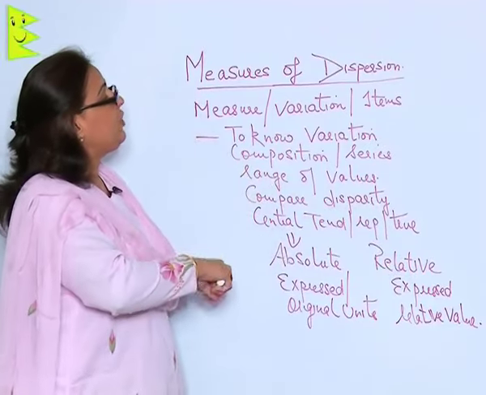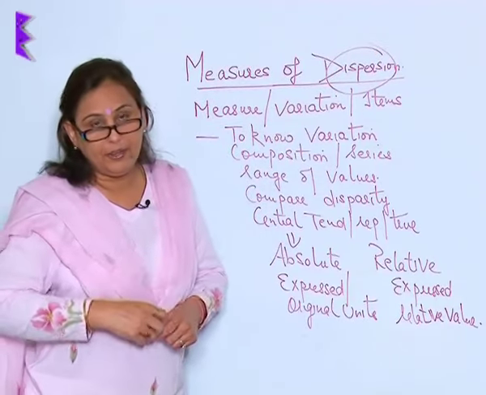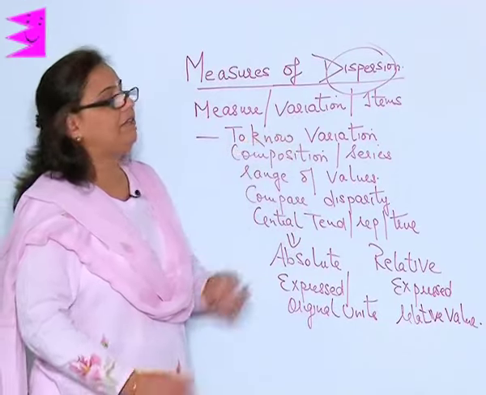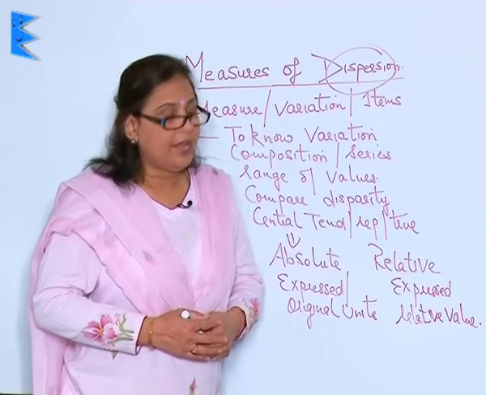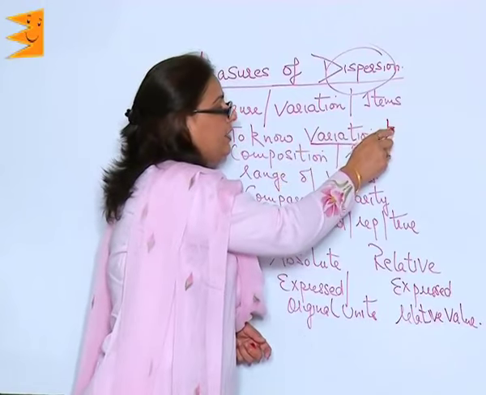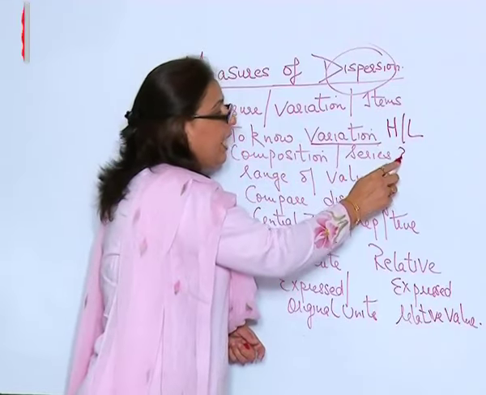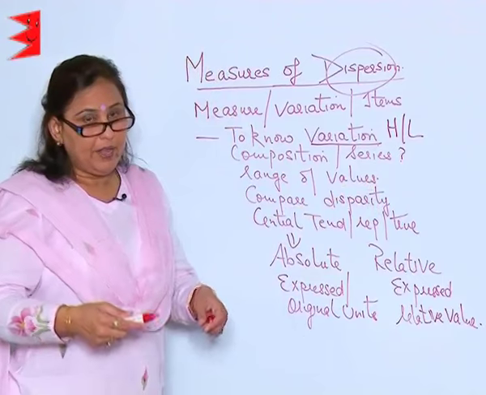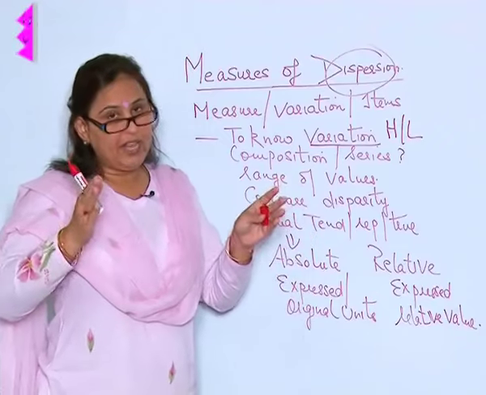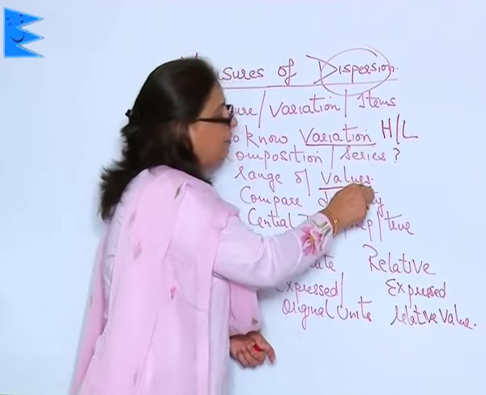So, in the measures of dispersion that we are going to deal with in this chapter, we will be looking at the tools required for measuring the variation in the items. As I said, we have to find out the variation, that is, the highest and the lowest values. We have to find out the composition of the series, as to how it has been framed, whether we have given importance to the extreme values or composed it in a different manner, and we have to know about the range of the values.